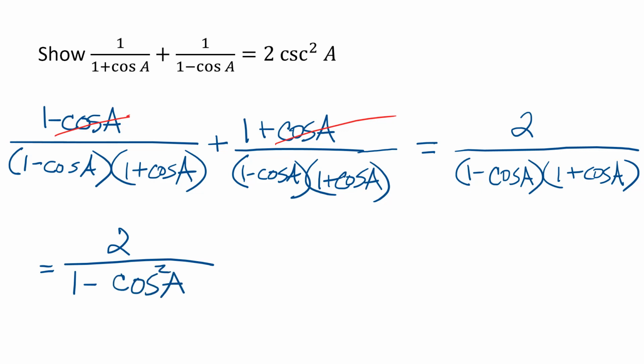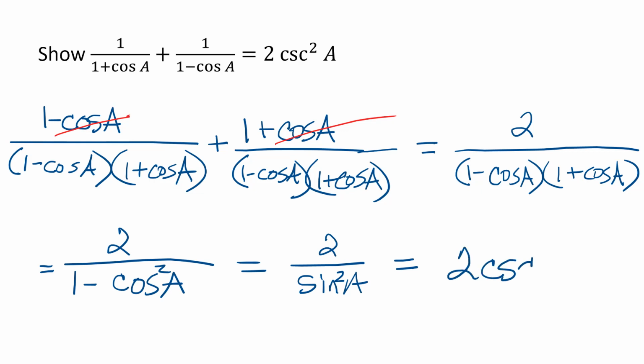And I know that since cosine squared A plus sine squared A is 1, 1 minus cosine squared A is sine squared A. And since cosecant squared is 1 over sine squared, this is equal to 2 cosecant squared A, which is what I was trying to get.